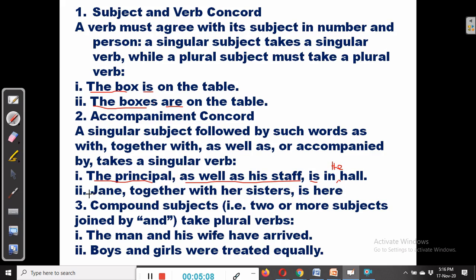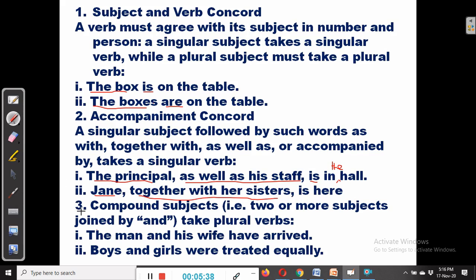Now the second one, Jane, is also a singular subject. Jane, together with his sisters, now together with his sisters is the accompaniment. And so what we have is Jane is in the hall, and by the way, his sisters are there together with her. So Jane together with her sisters is in the hall. Not Jane together with his sisters are in the hall. That would be absolutely wrong.